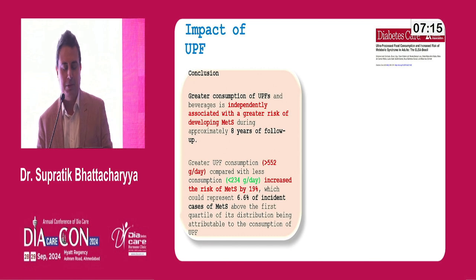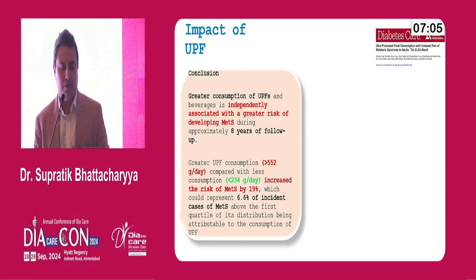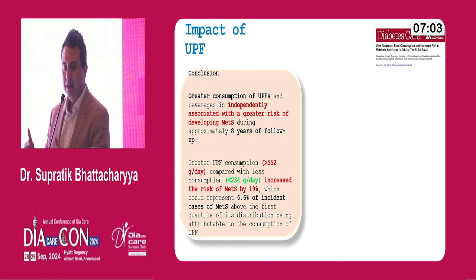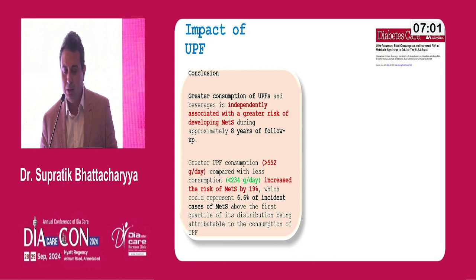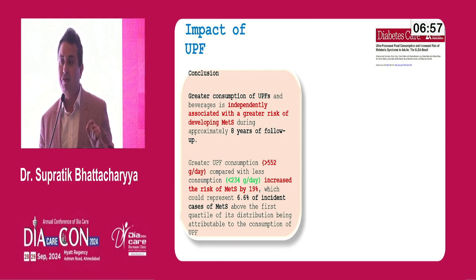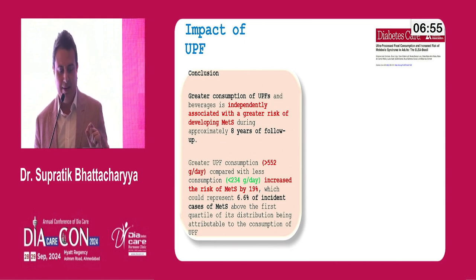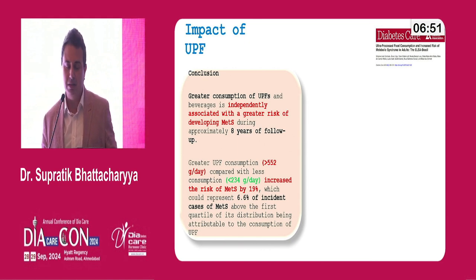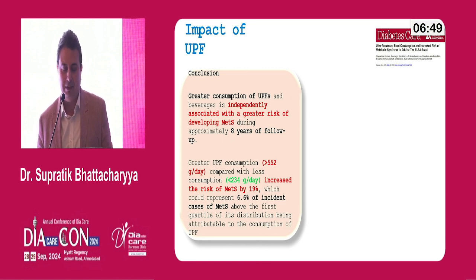So greater consumption of ultra-processed food and beverages is independently associated with greater risk of developing metabolic syndrome, during approximately 8-year follow-up of this study. And what should be the cutoff? It was shown that consumption of ultra-processed food more than 552 grams per day compared to less than 234 grams per day increased the chances of having metabolic syndrome in the future by almost 19%.